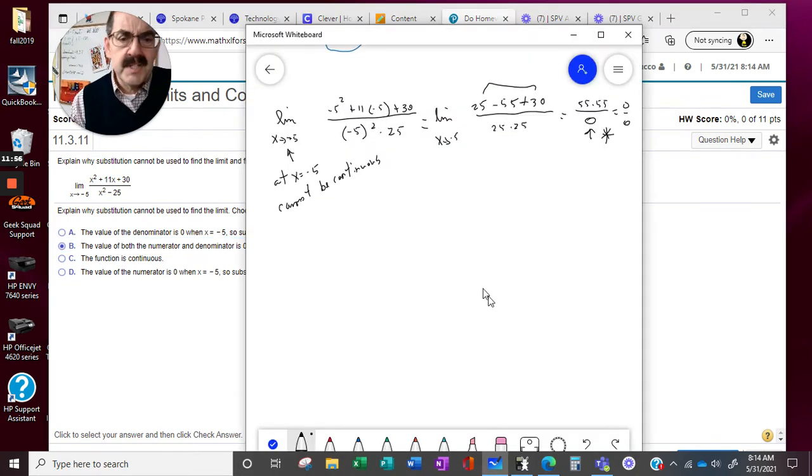Now, I want to go one step further here. Can you see how the top can be factored to x plus 5, x plus 6?